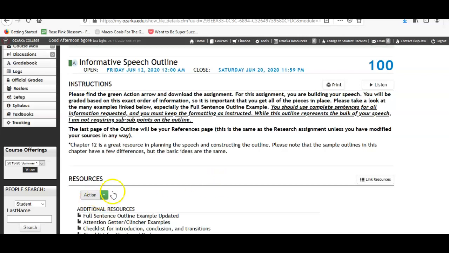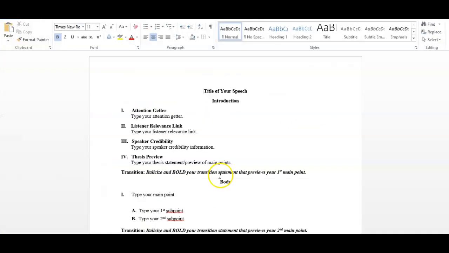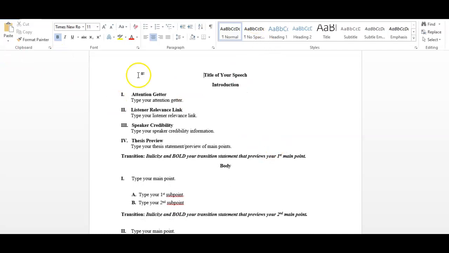If you'll click the green action arrow, you'll find this particular document, and this is what your outline is going to look like. You can literally save this and type your information here, in the different spots. Put the title of your speech, whatever your informative speech is about. We're going to talk in a moment about attention getters. I think I have some samples for you. Start with something. Maybe it's a quote. Maybe it's a statistic. Get your audience's attention. Then explain in a way why the audience should be listening.